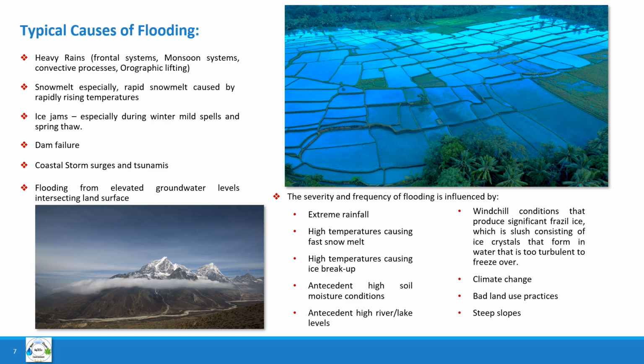The severity and frequency of flooding is influenced by extreme rainfall, high temperatures causing fast snow melt, high temperatures causing ice breakup, antecedent high soil moisture, antecedent high river or lake levels, wind chill conditions that produce significant frazil ice, which is slush consisting of ice that forms in water that is too turbulent to freeze over, climate change, bad land use practices, and steep slopes.